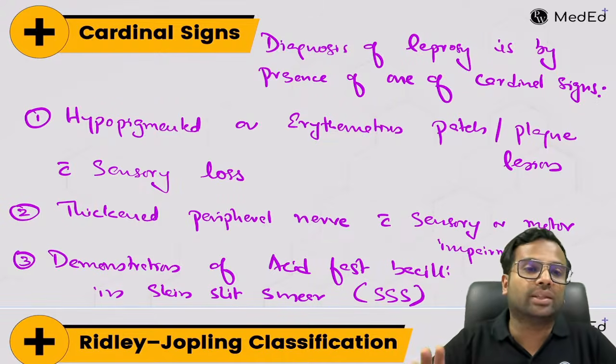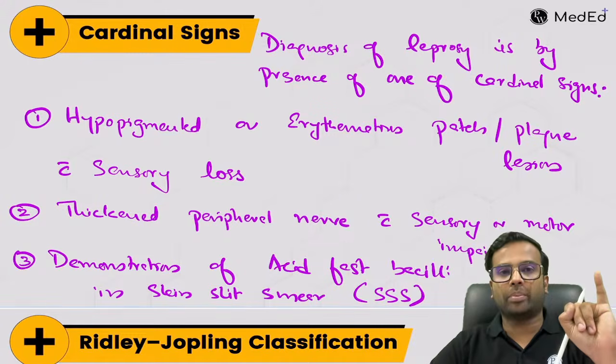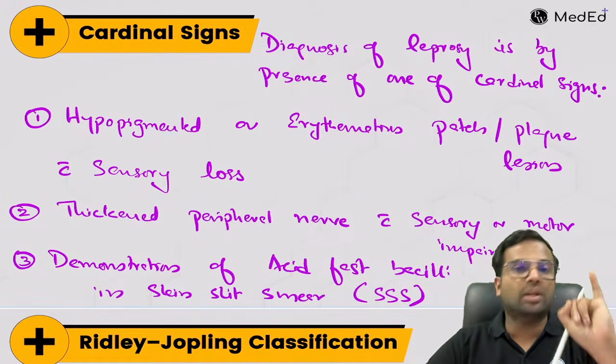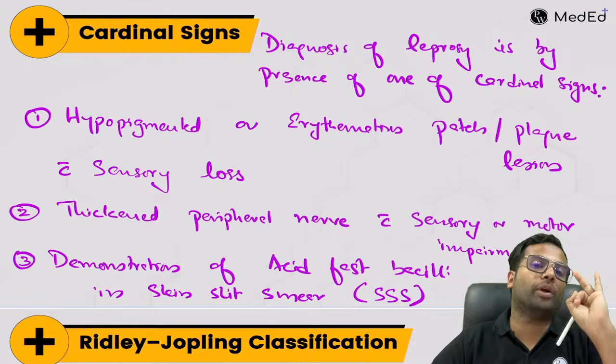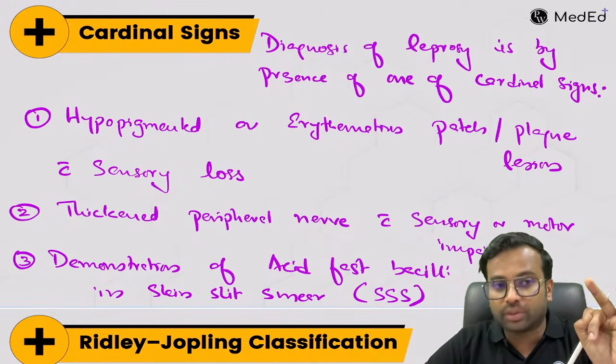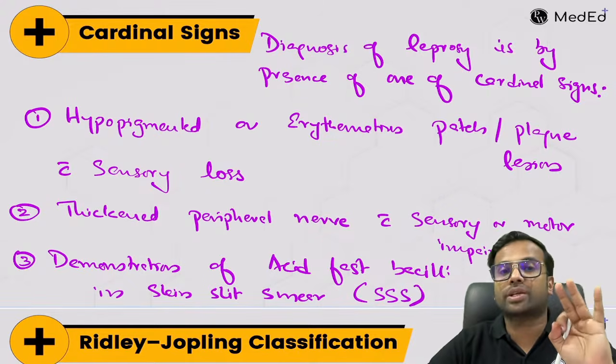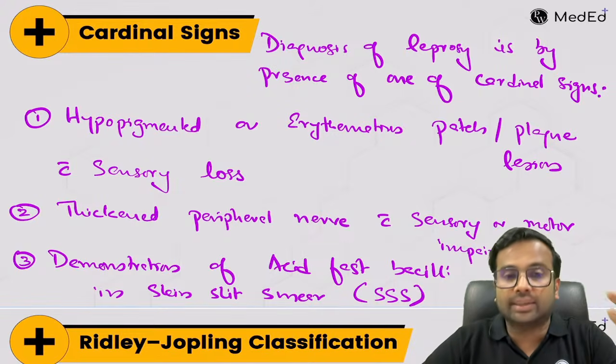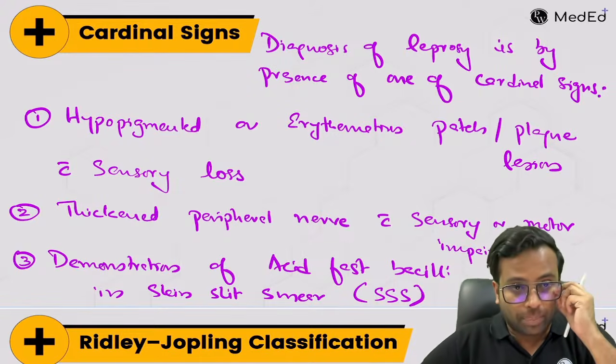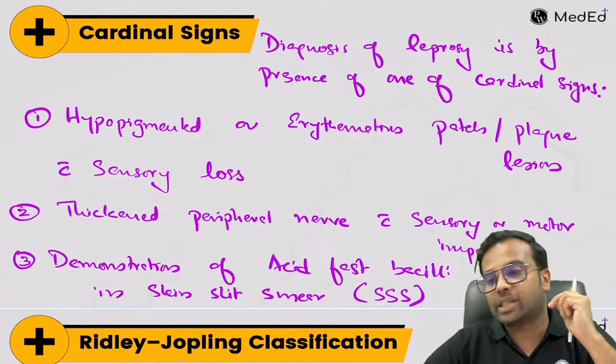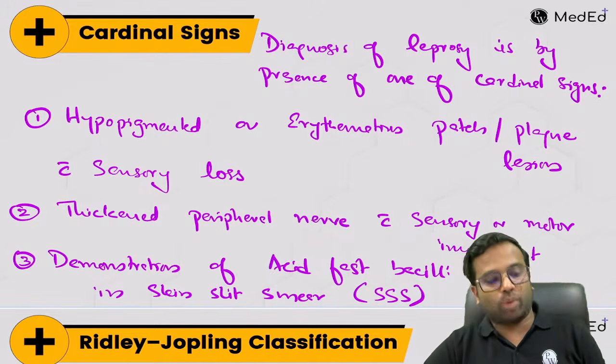Now, what are the three cardinal features? Hypopigmented patch with sensory loss. The second one can be involvement of a peripheral nerve. And the third one is demonstration of acid-fast bacilli, that is Mycobacterium leprae, in a skin slit smear. So these are the three important points.